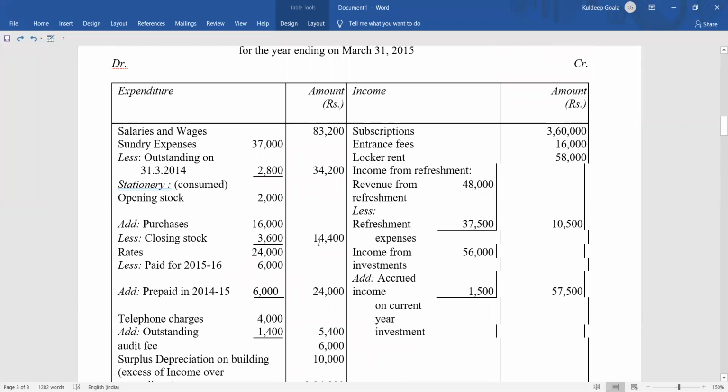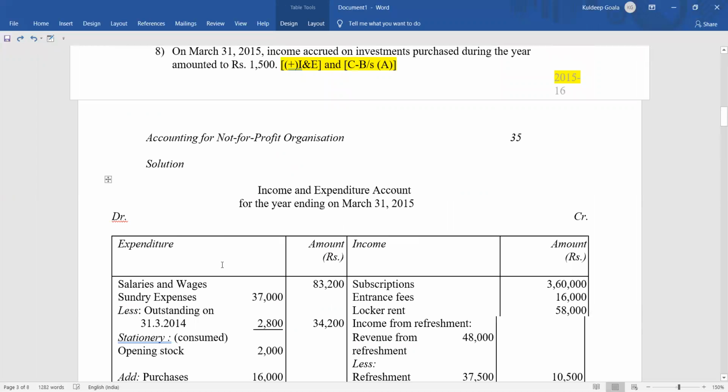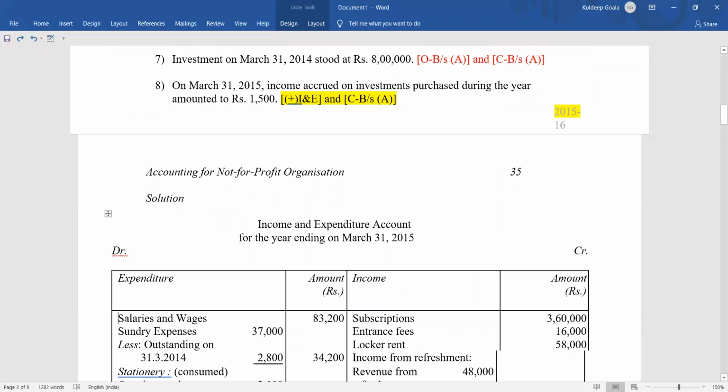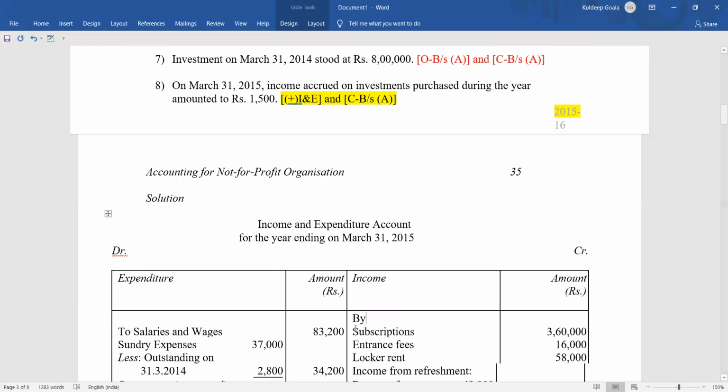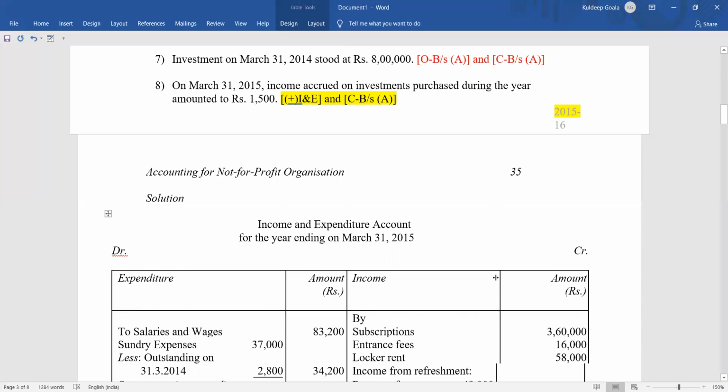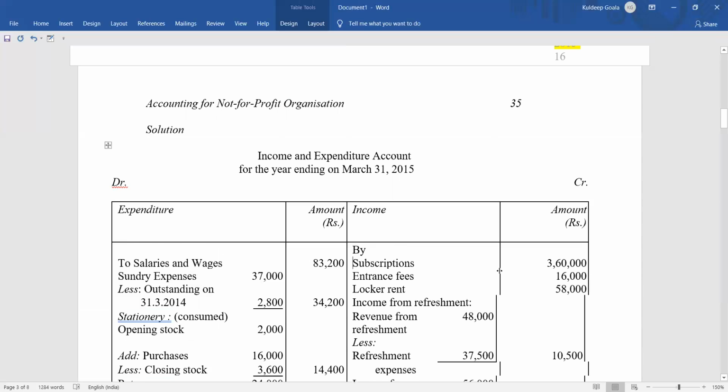We'll start with the income and expenditure account first. So remember that in the income and expenditure account, the debit side will be referring to the expenditure, and the credit side will be referring to the income. On the debit side we start with "To", and on the credit side we start with "By". I hope all of you have understood this point nicely.